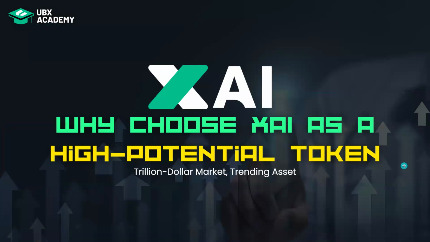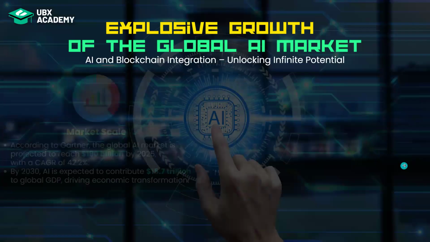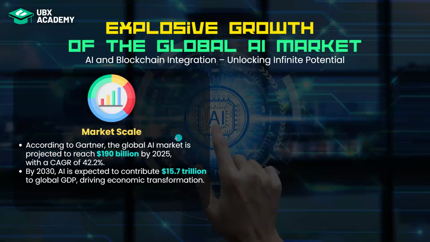So why choose XAI as a high-potential token? The AI market at the moment will reach 190 billion by this year, with an annual growth of 42%. By 2030, AI is expected to contribute 15.7 trillion to global GDP, driving economic transformation.